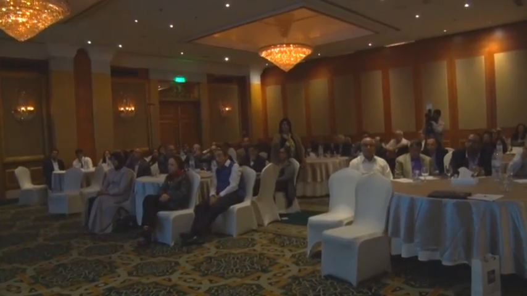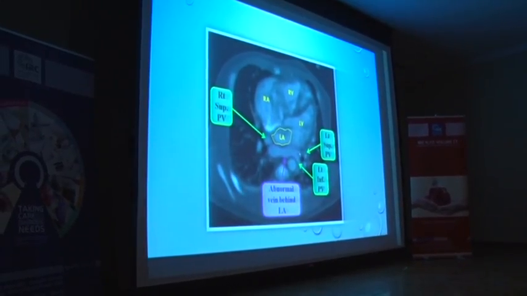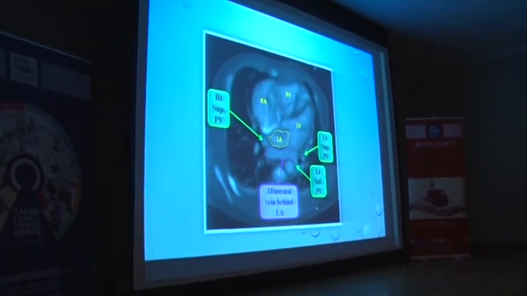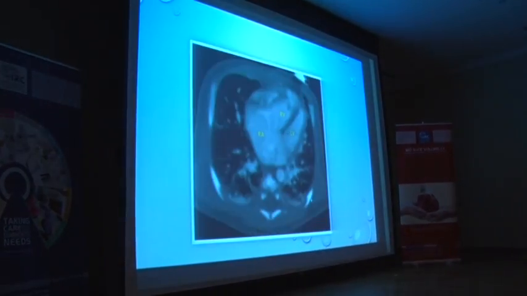So when we focus more and more on the case, you can see that the pulmonary veins, normally they should enter the left atrium. You will tell me, where is the left atrium? Here is the left atrium. And here the 4 pulmonary veins are entering beside and behind the left atrium. Here's the left atrium, and all these veins are entering behind. So this is not normal, and we call it total anomalous pulmonary venous drainage.